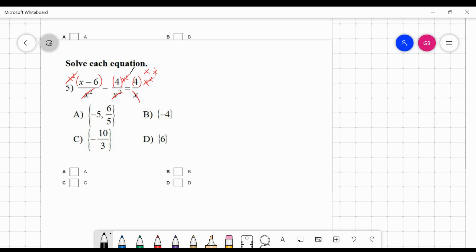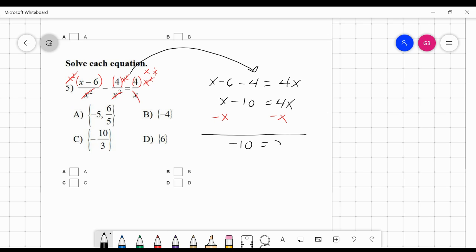Okay. So we're left with x minus 6 minus 4 is equal to 4x. Combine like terms. x minus 10 is equal to 4x. And then I'm going to subtract x from both sides. So negative 10 is equal to 3x. And then I'm going to divide both sides by 3. So x is negative 10 over 3.